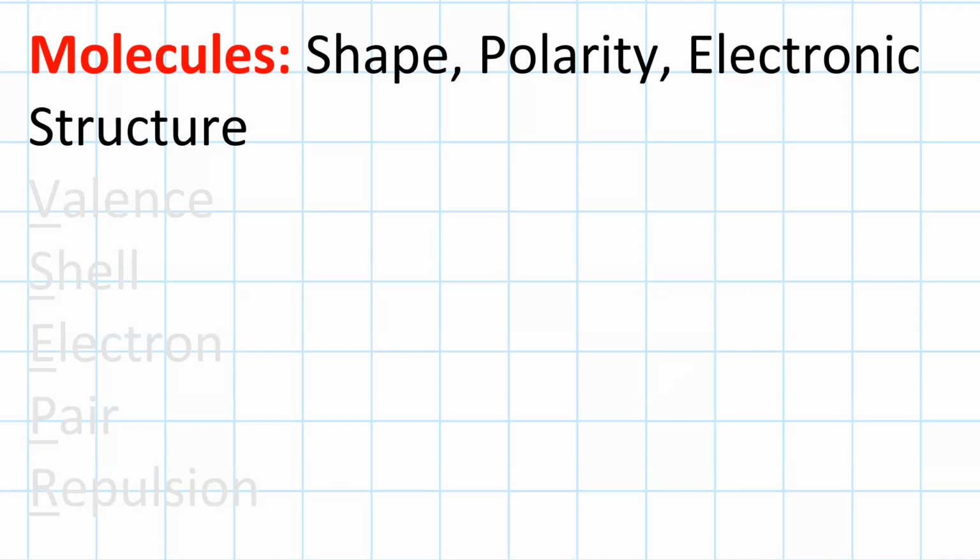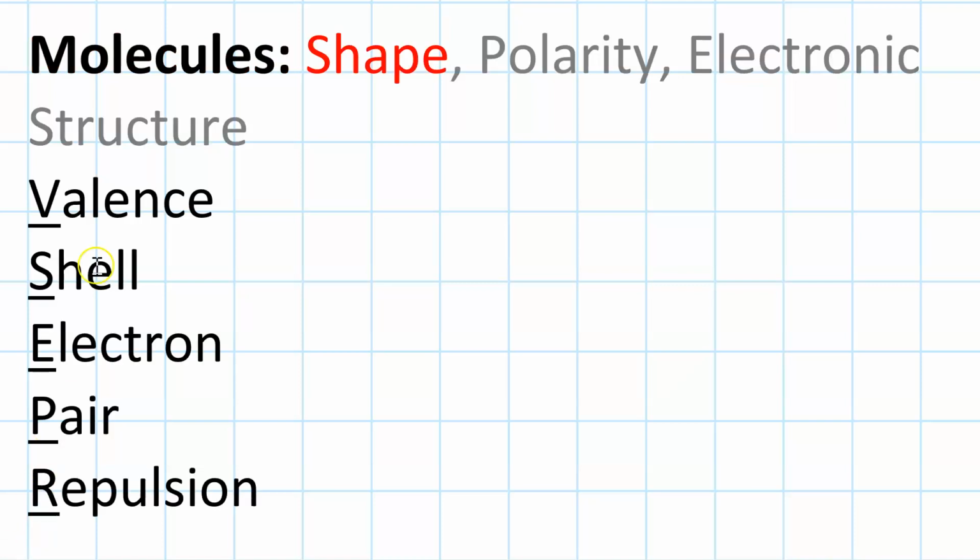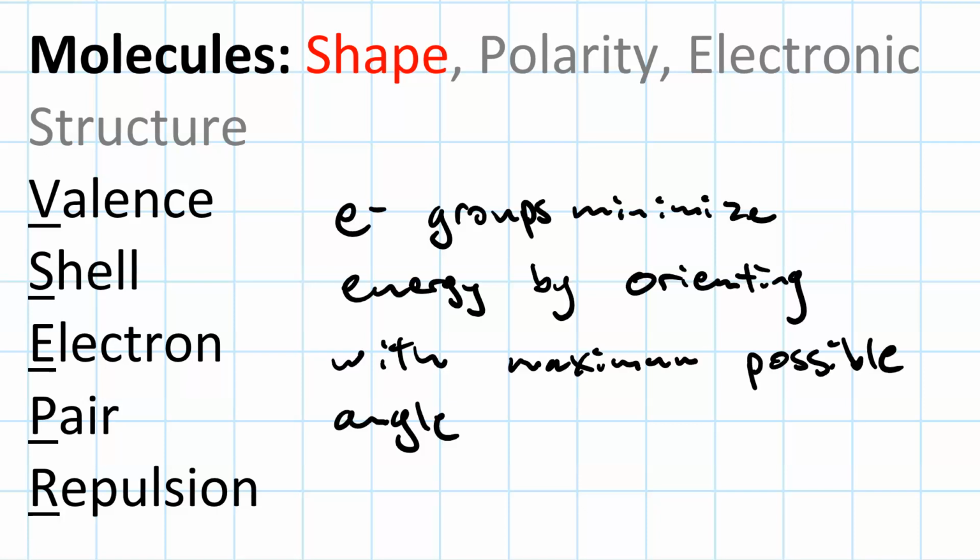Let's review molecules and some of their properties, including molecular shape, polarity, and electronic structure. Valence shell electron pair repulsion theory, or VSEPR theory, tells us that electron groups minimize energy by orienting themselves with the maximum possible angle. That is, they try to separate themselves as much as possible. This makes sense because electrons are negatively charged, and like charges repel.